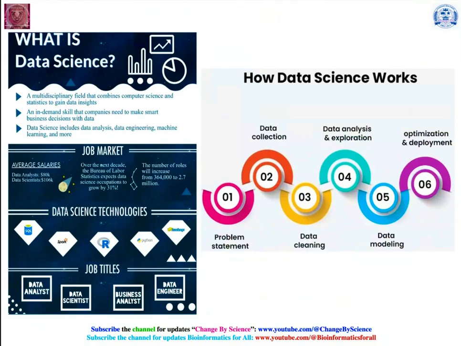So, what are the data science technology requirements in terms of computer languages or coding? You need to understand basic coding, Python, R, or database management like SQL, MySQL. Then you need to understand the job titles, so on which posts you can work. You can work as a data analyst, a data scientist, a business analyst, or a data engineer.